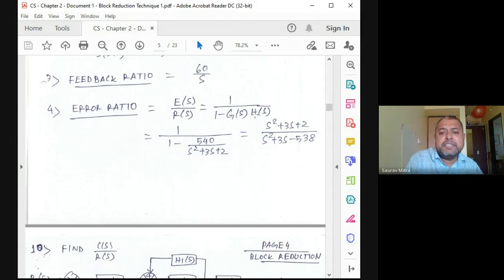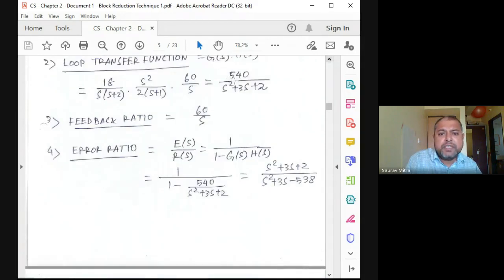So you know the value of GSHS. The GSHS value is found from here, 530 divided by s square plus 3s plus 2. Substituted here, then s square plus 3s plus 2 goes in the numerator, and s square plus 3s plus 2 minus 540, that means s square plus 3s minus 538, comes in the denominator. So what is this called? This is called an error ratio. Where will you use it? This ES by RS ratio will be used when we do steady state error analysis in chapter number 3. But in this chapter we will be doing only CS by RS, that is the transfer function.